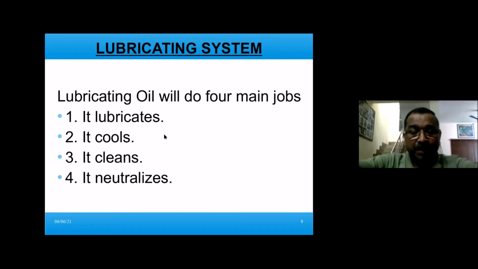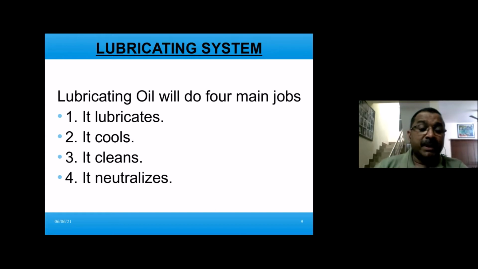Actually, the lubricating oil will be running inside the cylinders and all those portions, and a huge portion of the heat generated in the cylinder will be conveyed to the lubricating oil, so the lubricating oil also cools the engine.